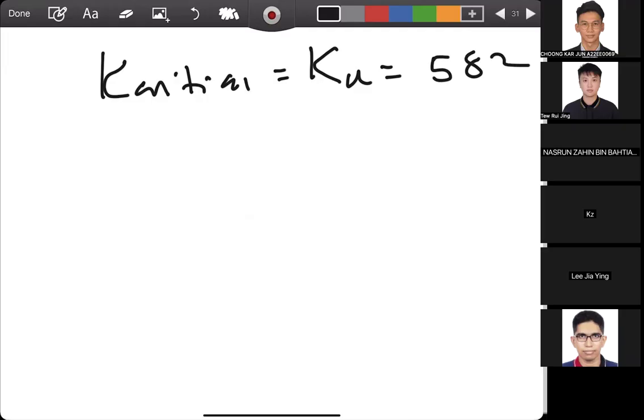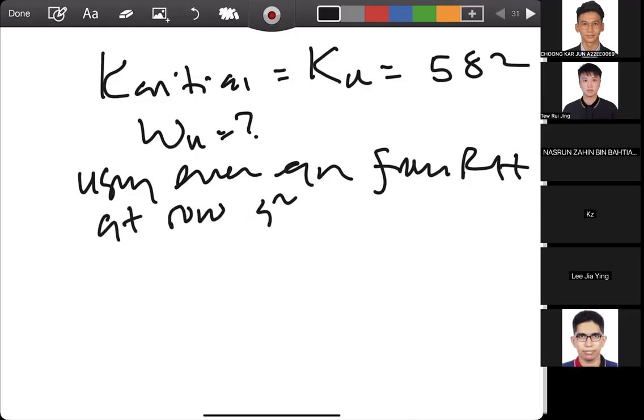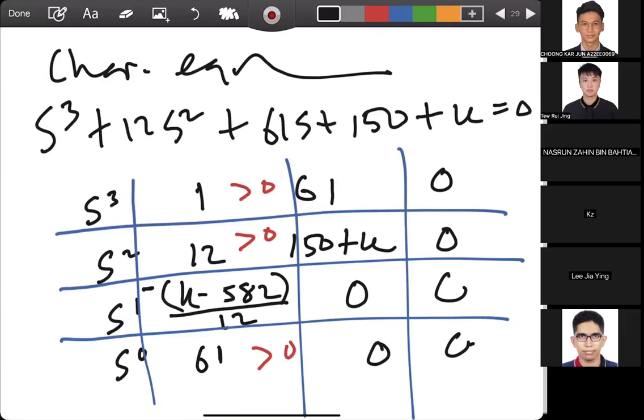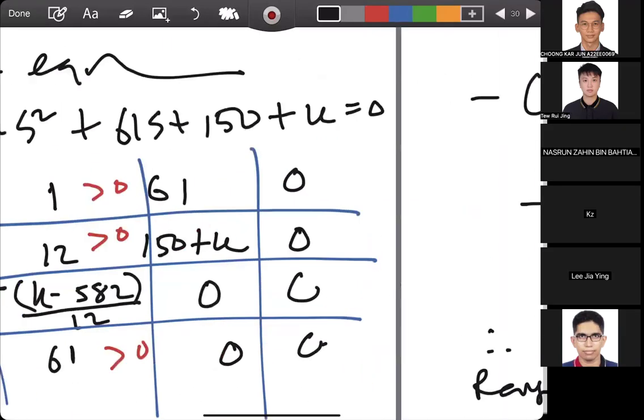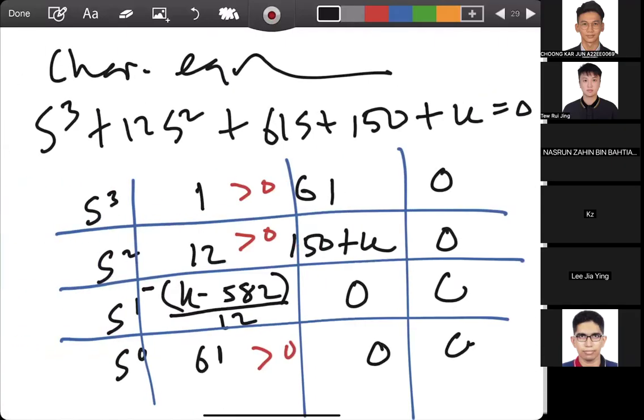So now we want to find the omega U. Using the even equation from Routh's table at rho s square, which is 12 s square plus 150 plus K.